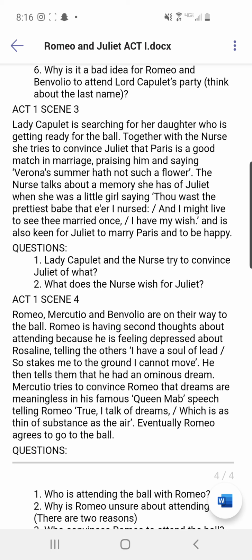What does the nurse wish for Juliet? The nurse wishes that Juliet have the best life ever. She wants her to have a happily ever after. Lady Capulet is also keen for Juliet to marry Paris and to be happy.